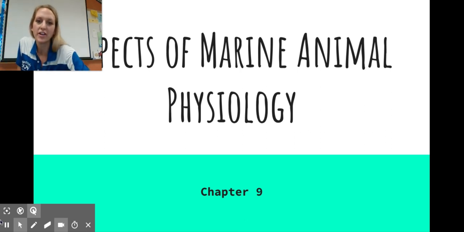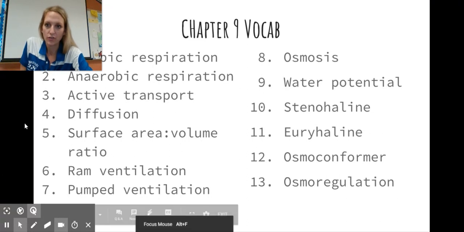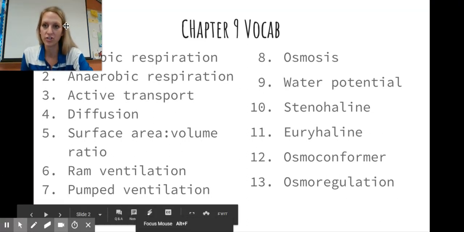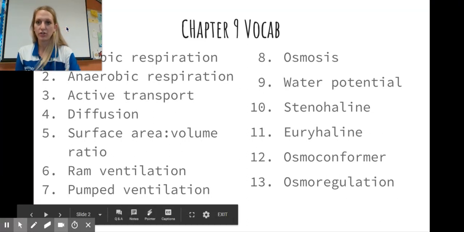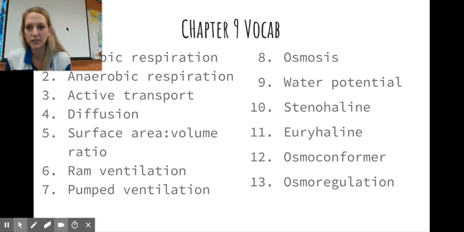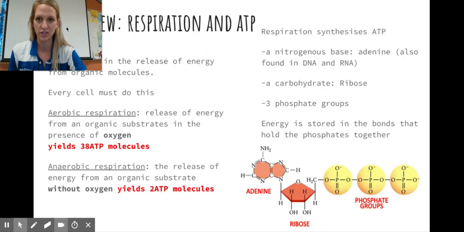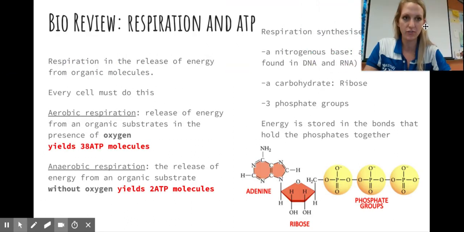All right, chapter 9 notes. Your vocab words: aerobic respiration, which is with oxygen, anaerobic respiration, without oxygen, active transport, diffusion, surface area to volume ratio, ram ventilation, pump ventilation, osmosis, water potential, stenohaline, euryhaline, osmoconformer, and osmoregulation. Just some quick bio review that we actually did in class together.